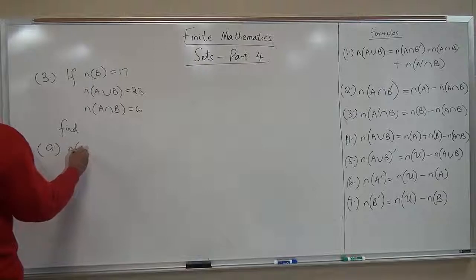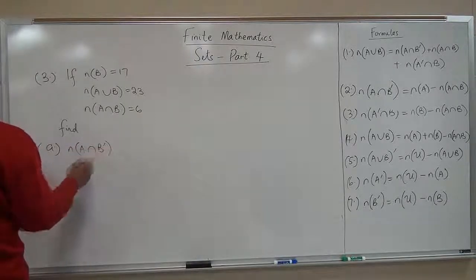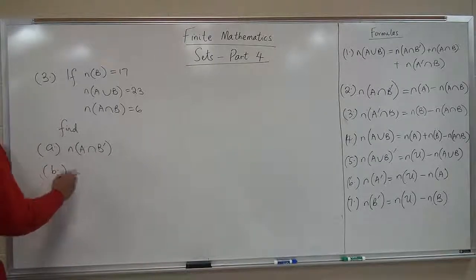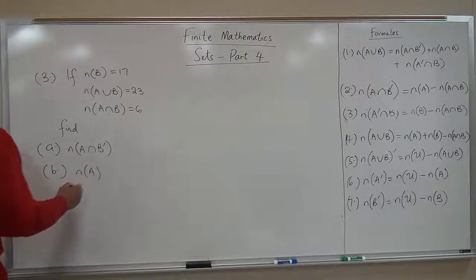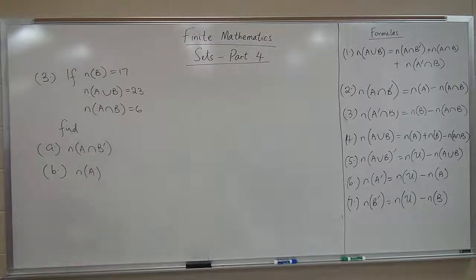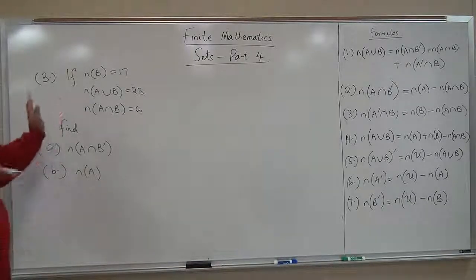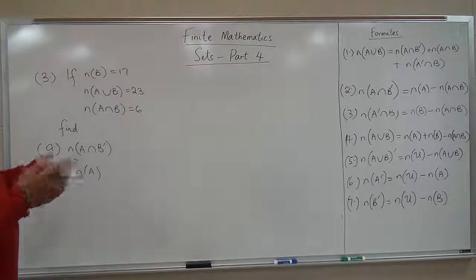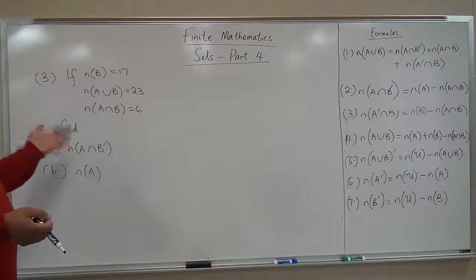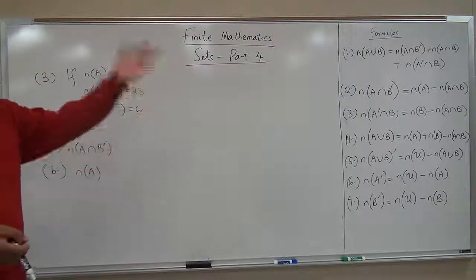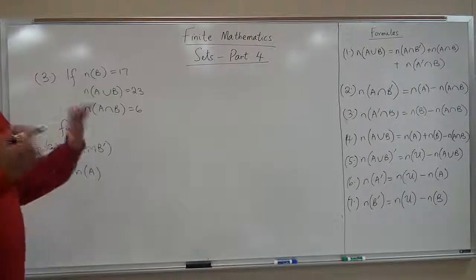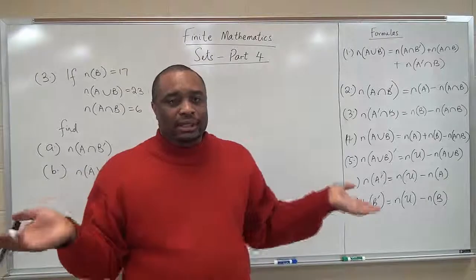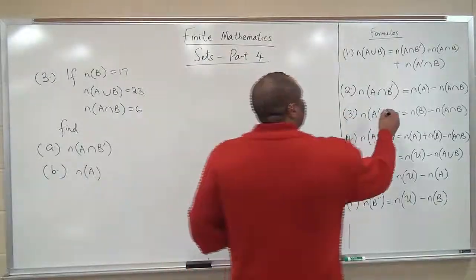Cardinality of A intersect B prime. B. Cardinality of A. So, in this question, we can use a Venn diagram. We can also use the formulas because we've already written the formulas. But I wrote these formulas for you so that if you want to use them, you use them.